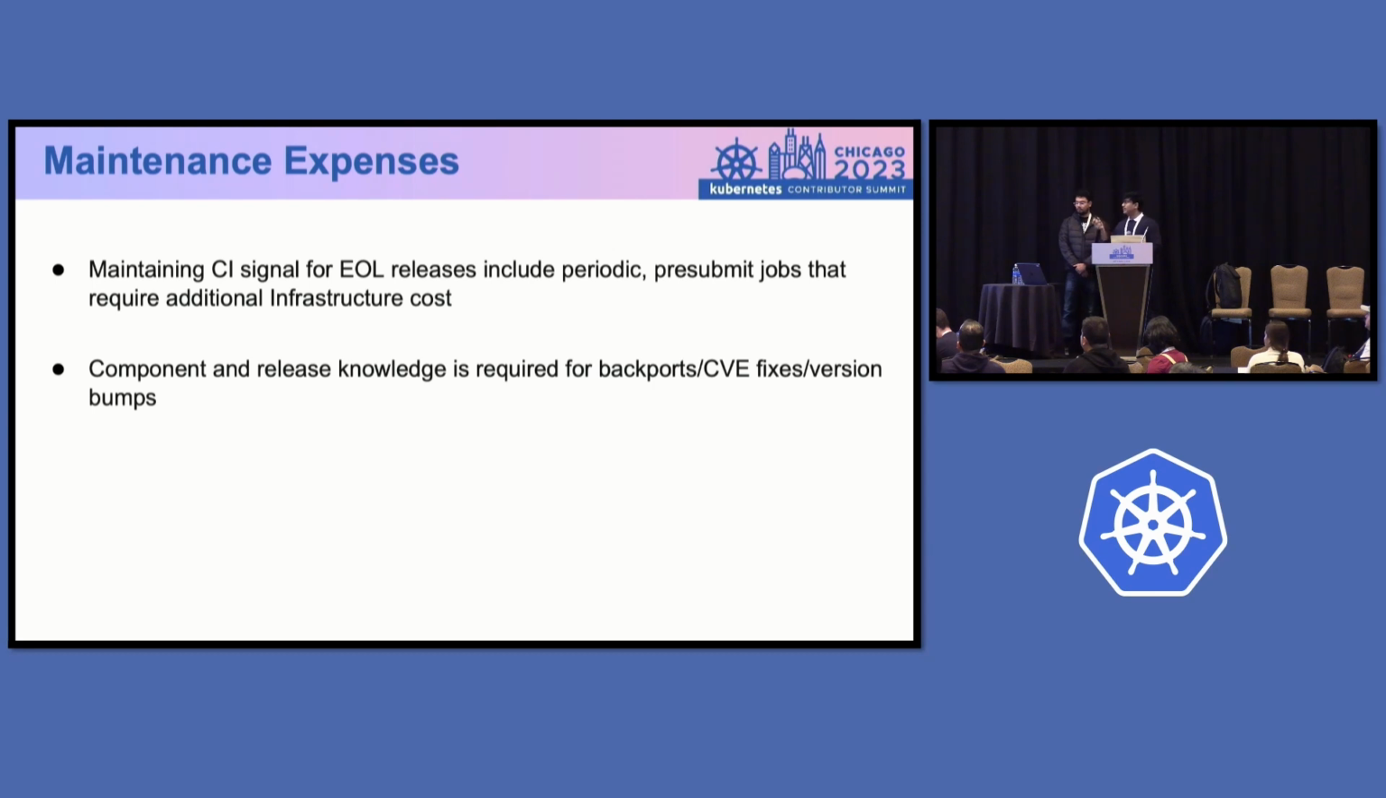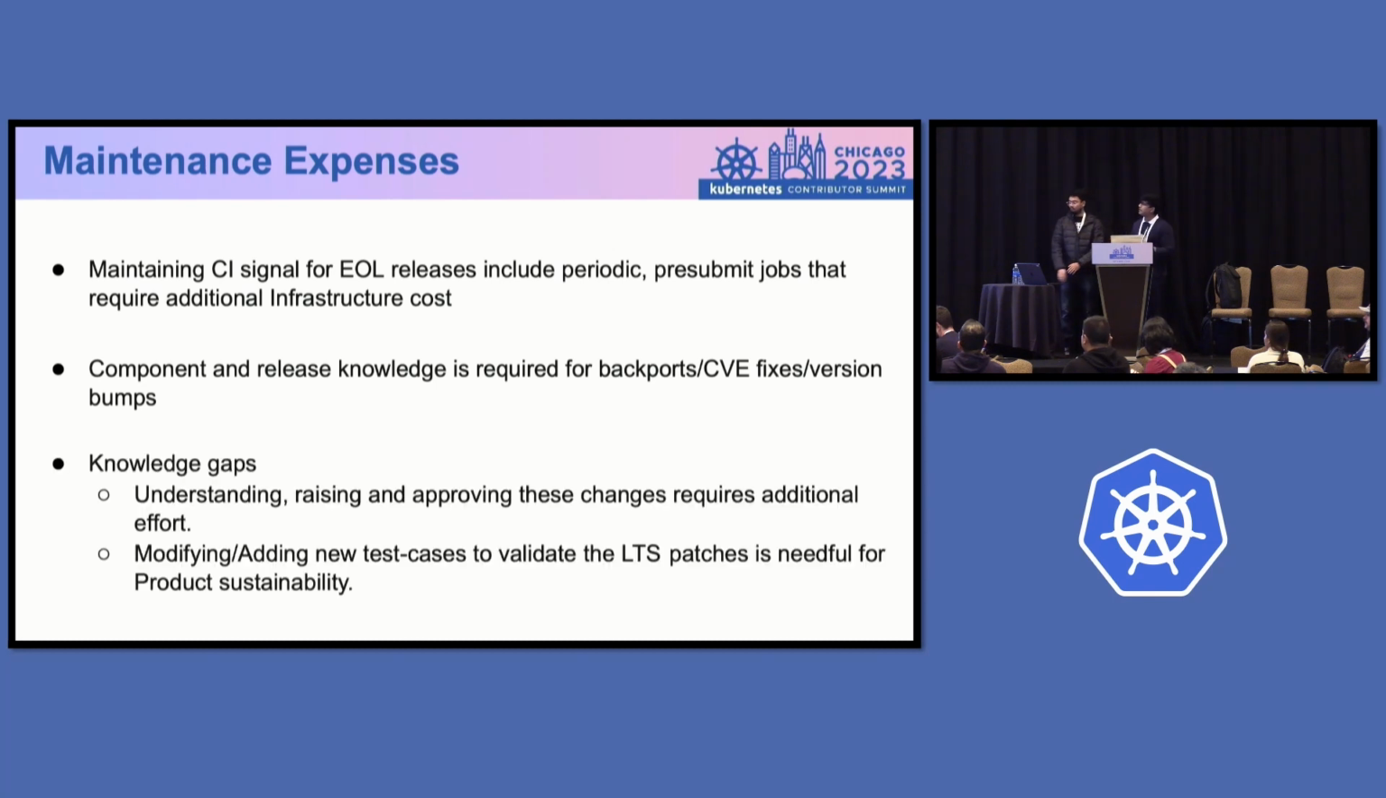Component knowledge and release knowledge is required for CVEs and backports. Whenever there is a bug or a CVE that is identified and we want to backport, it's not a very easy process. There is a lot of manual effort that goes into it, and a lot of research on how to fix it, whether it is compatible, whether the dependencies are matching or not. So having that component knowledge becomes very vital to do all those fixes.